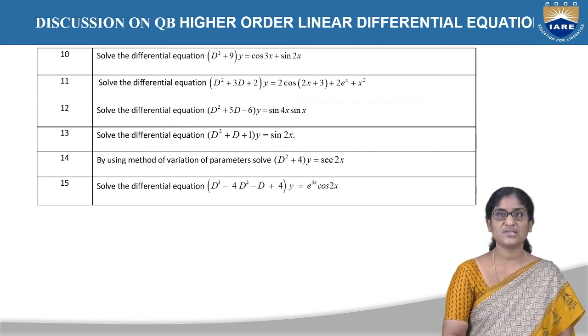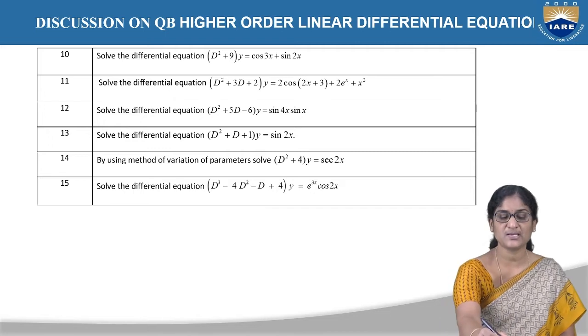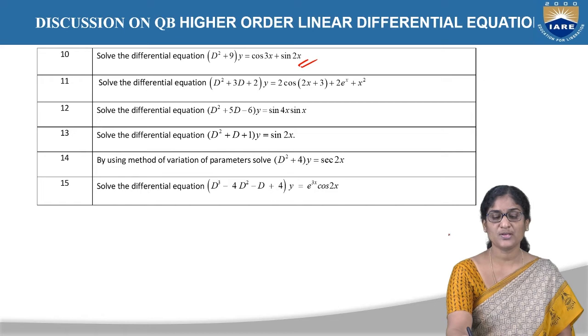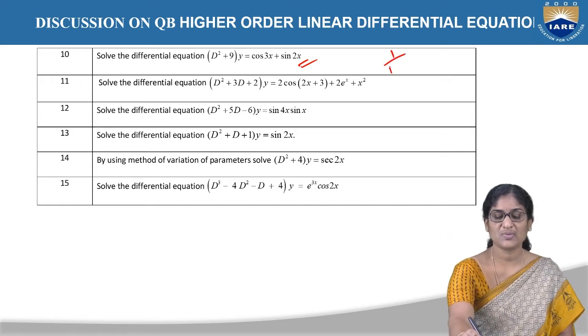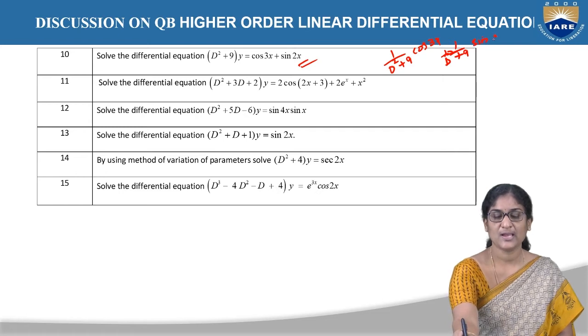Now going to the 10th question. Solve the differential equation (D squared plus 9) y is equal to cos 3x plus sin 2x. What is the auxiliary equation here? m squared plus 9 is equal to 0, or m is equal to plus or minus 3i. So the complementary function is C1 cos 3x plus C2 sin 3x. The particular integral is 1 by D squared plus 9 into cos 3x plus 1 by D squared plus 9 into sin 2x. Here, for the first, I can't substitute D squared is equal to minus 3 squared because it leads to 0.